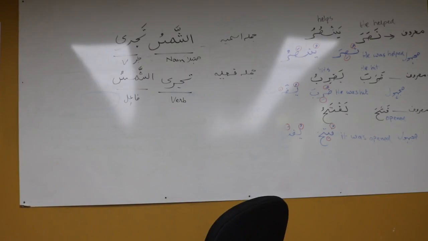Fi'l, fa'il, maf'ul bihi. This is your prize. Write down here. And who is this? Nancy. Write down here. Fi'l, fa'il, maf'ul bihi.